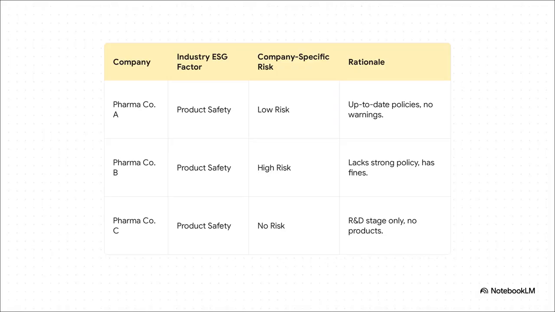And this table just makes the point so perfectly. Look at this. You've got 3 pharma companies. The big industry issue is product safety. But for Company A, they've got their act together, so it's a low risk. Company B, oof, weak policies, a few fines, that's a high risk. And then there's Company C, which is still in R&D. For them, it's not even a commercial risk, yet. Same industry, same factor, but 3 totally different risk profiles.